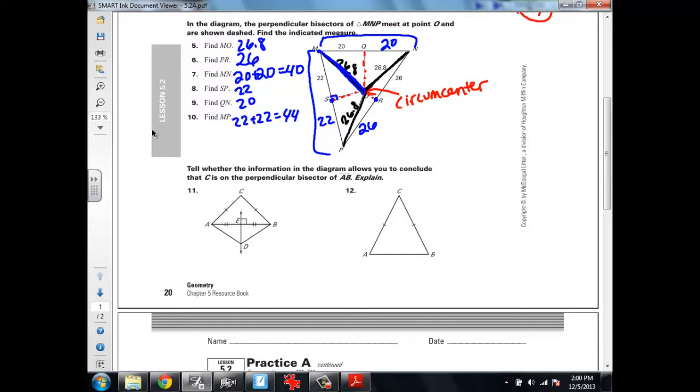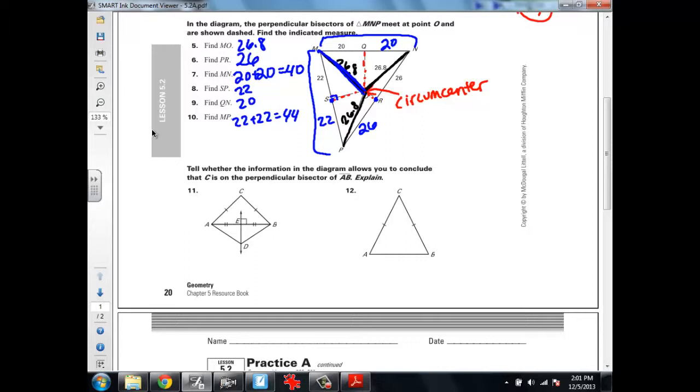11 and 12. Tell whether the information in the diagram allows you to conclude that C is on the perpendicular bisector of AB, and explain. Is C going to lie on that bisector? How do you know? We're just guessing? What theorem does it look like? The first one or the second one? 5-2 or 5-3?